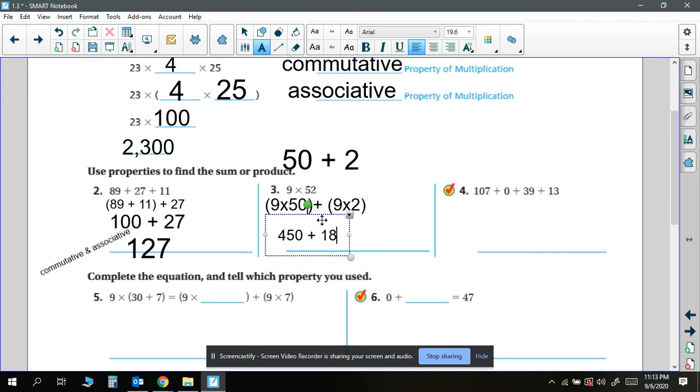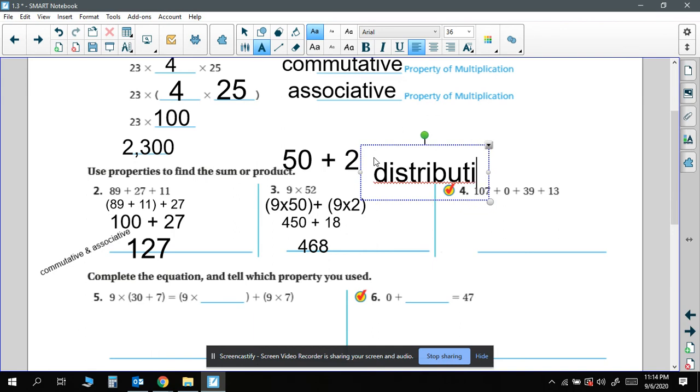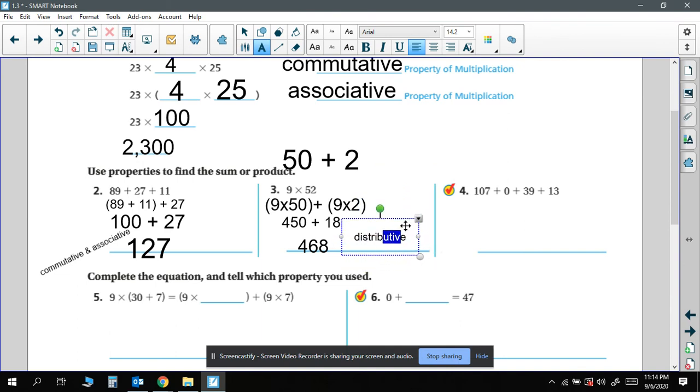Now in my head I can add those guys up. So 50 plus 10 is 60, plus the 8 is 68. So it's 468 is my answer. And in that case, we use the distributive property. I'm just going to put that down here so we can see it. All right, let's look at number 4.